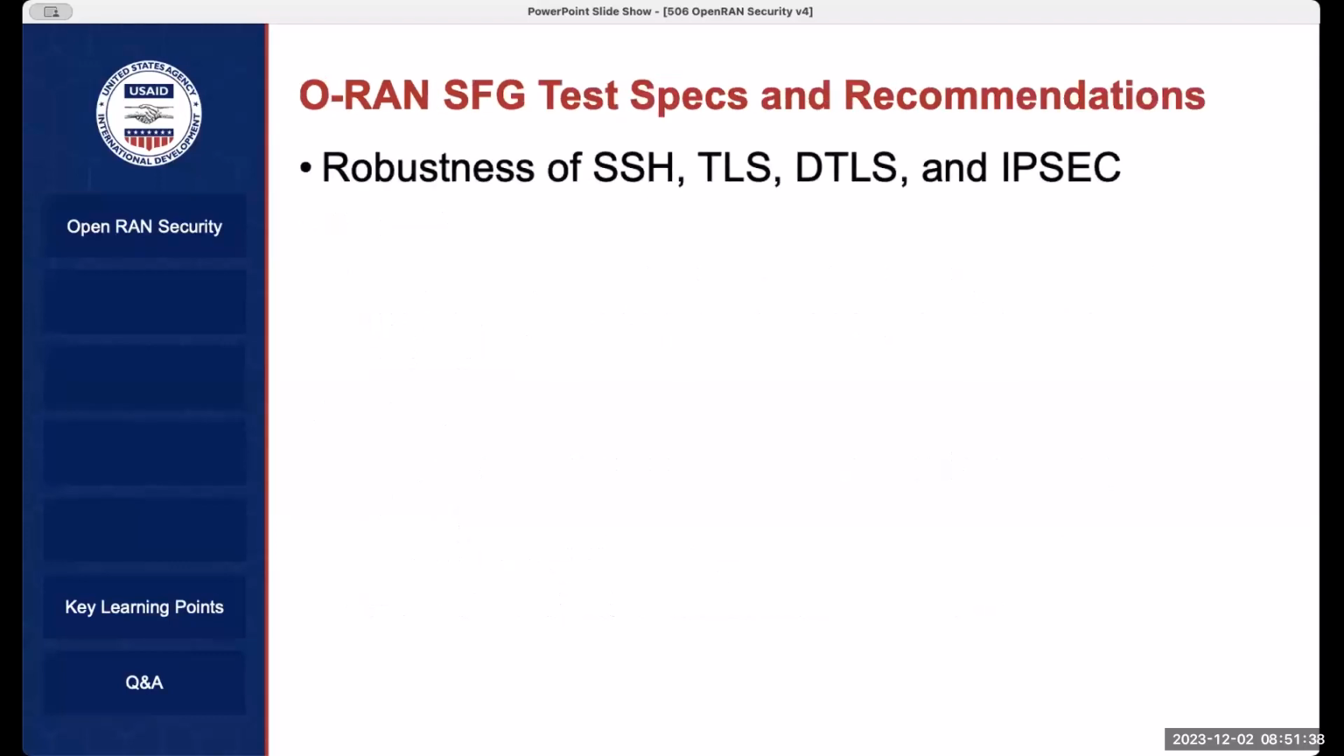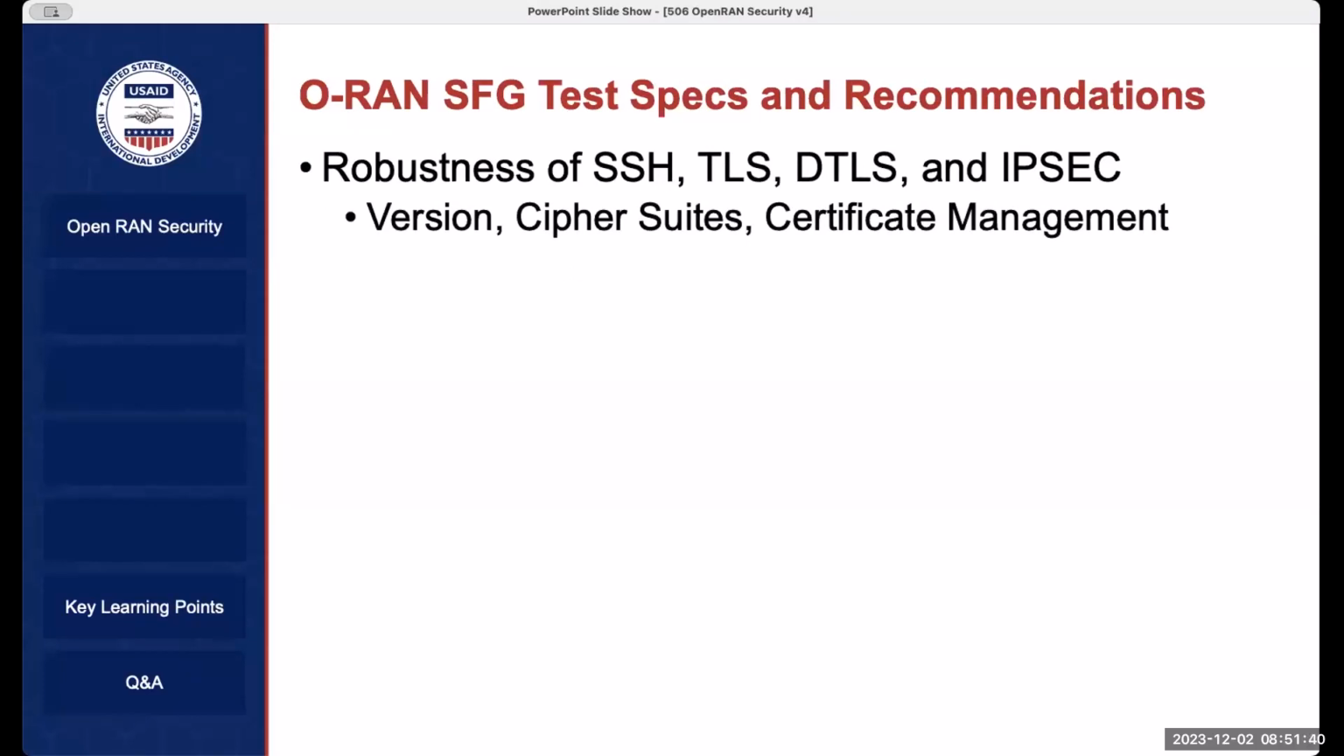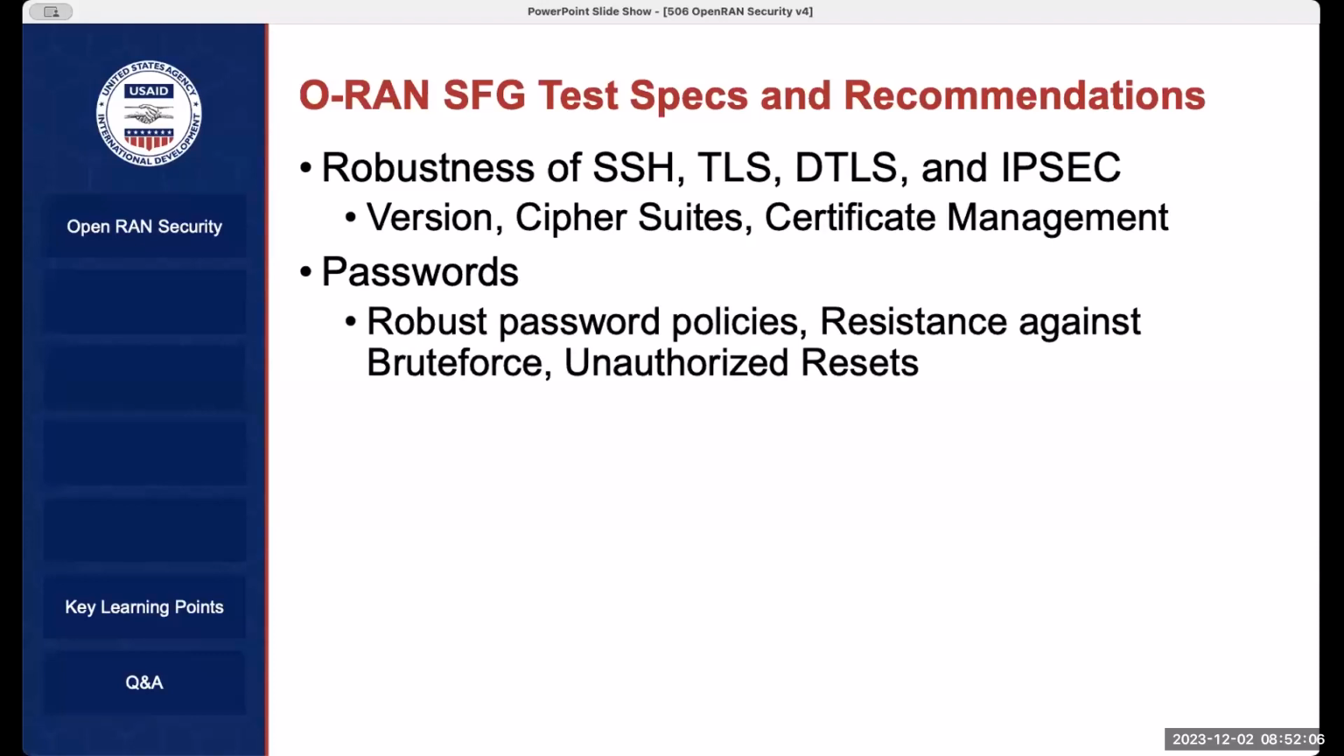For the test specification recommendation, there are again various protocols. You've seen these four earlier: SSH, TLS, DTLS, and IPsec. You want to have an inventory of their versions, what ciphers are supported, whether certificate management is done properly and not just self-signed, and if it's self-signed, that we control the certificate authority. For our passwords, do we have password policies? Is it resistant against brute force?